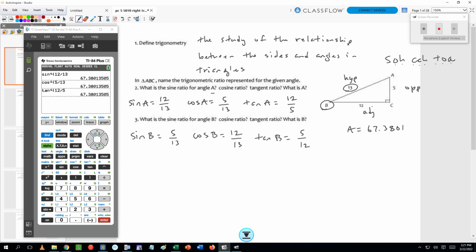What I want you to see here is how the sine of A and the cosine of B are the exact same thing. And the sine of B and the cosine of A are exactly the same. Tangent, what happens is they reciprocate.